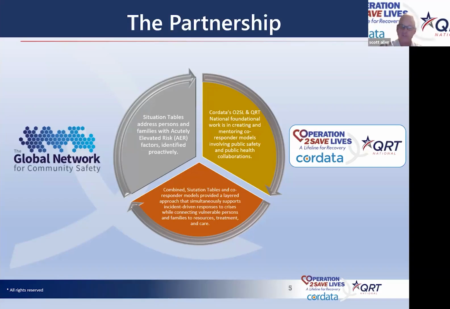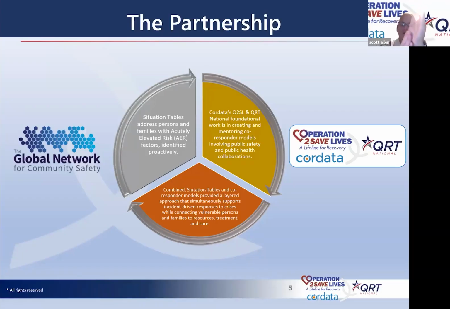But what we find with all these tables is they start off with one issue, but it truly is an all-hazards approach. We're looking at upstream families and individuals and children that are what we call acutely elevated risk, so that we can share information across the table between our community partners to identify these individuals before a crisis happens. And for those that know the sequential intercept model, think of sequential intercept 0.